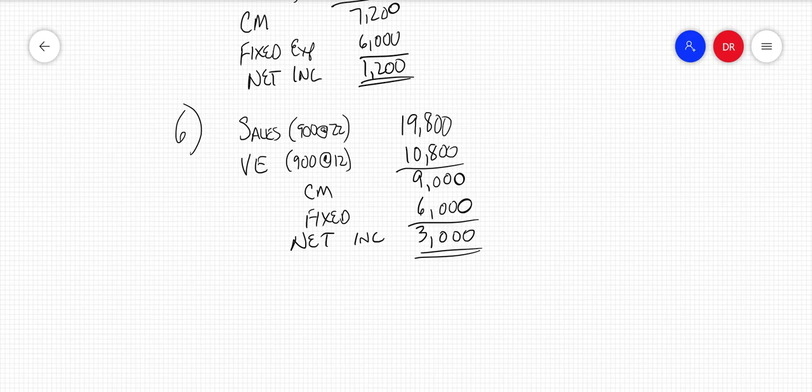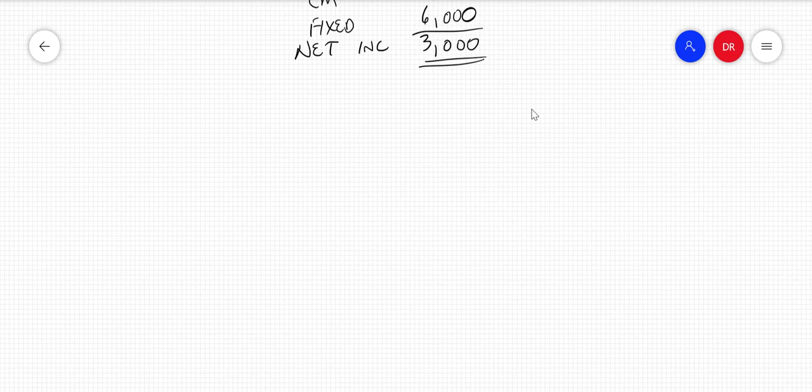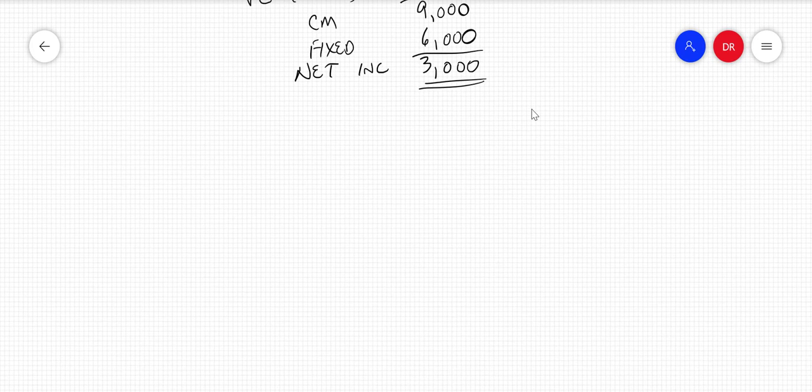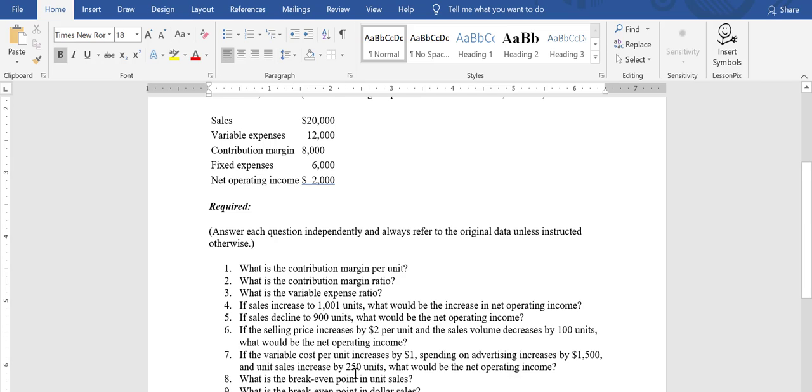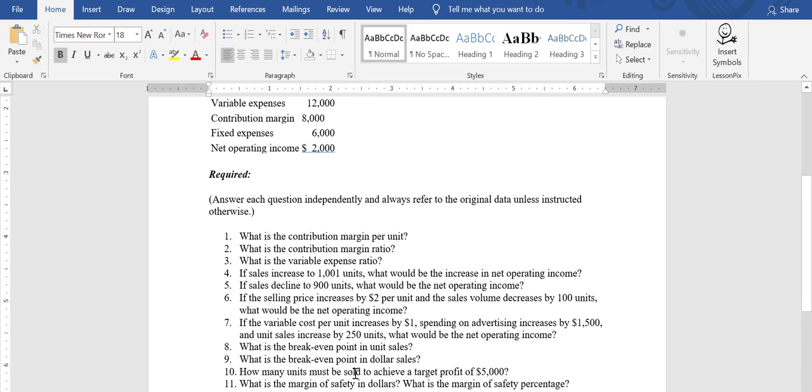Okay. All right, so that's number 6. So we just basically recomputed that using the contribution margin approach. For number 7, let's go back here. It says if the variable cost per unit increased by $1, spending on advertising increased by $1,500, and sales increased by 250 units, what would be the net income?